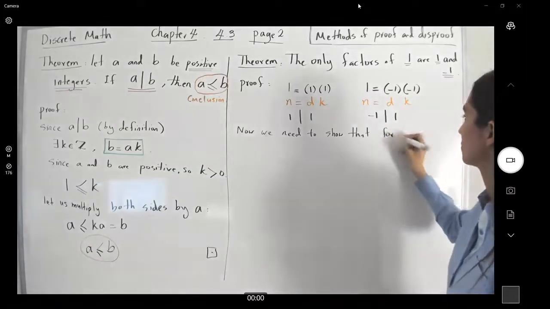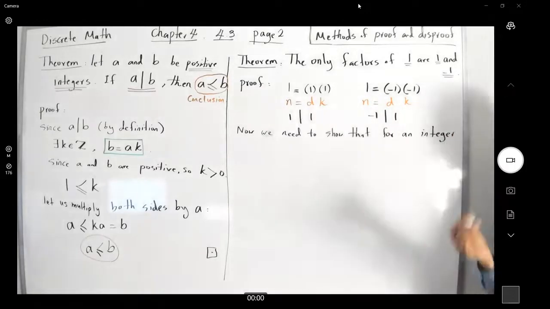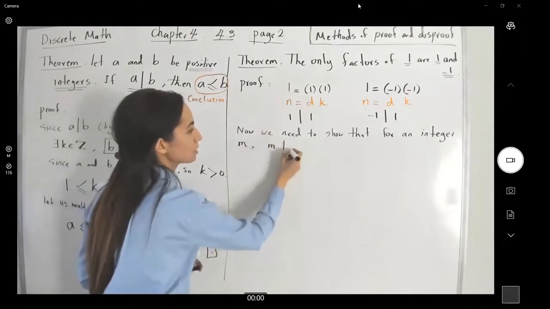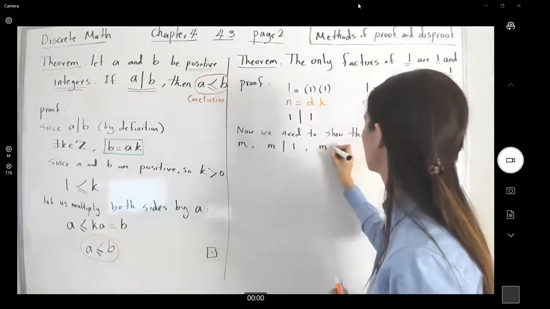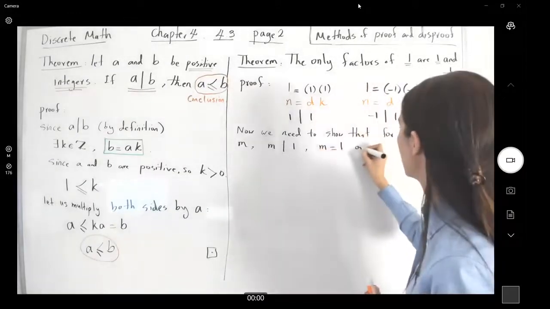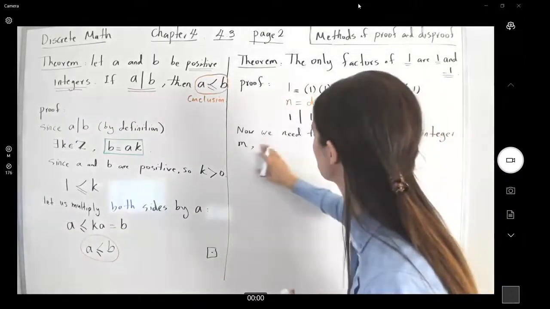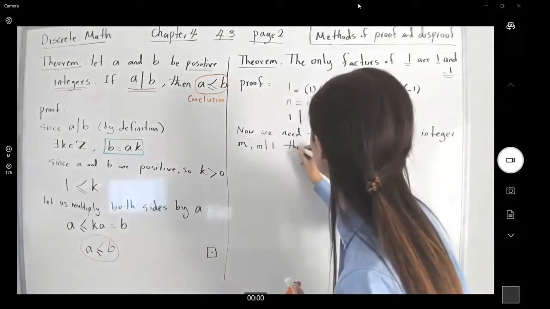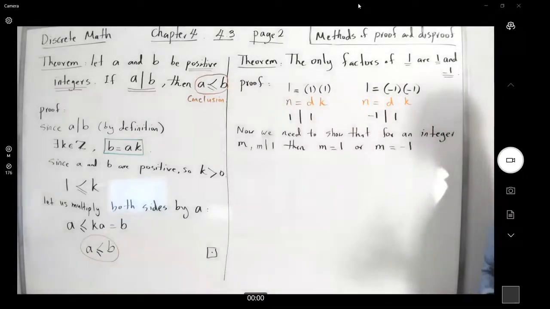For an integer like m, such that m divides 1, m is equal to 1, or m is equal to -1. So let us add in here: if m divides 1, then m is equal to 1, or m is equal to -1. I'm going to use the theorem that I just proved for you.